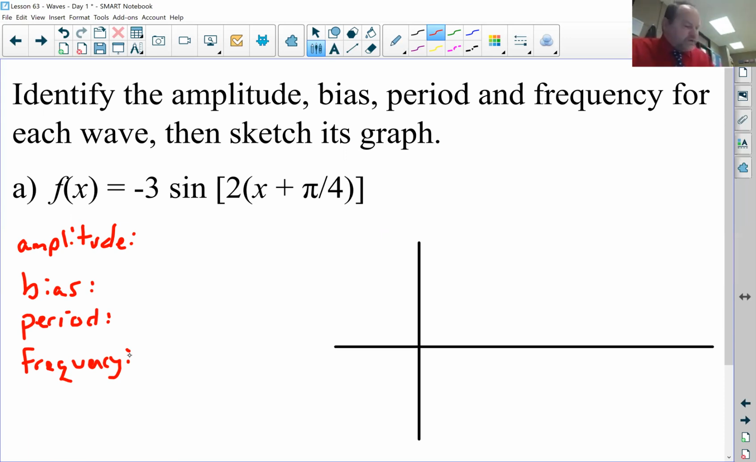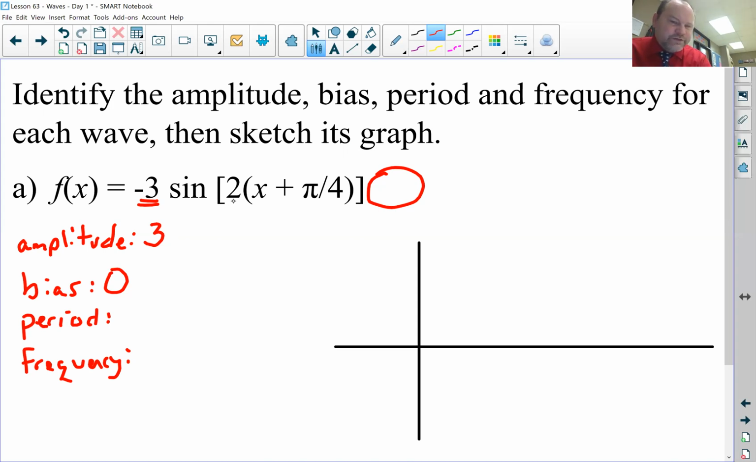All right. So the amplitude is not necessarily the number in front of the sine, but it's the absolute value of that number. So in this case, we would have an amplitude of 3. We just need to remember what that negative does in terms of changing the graph. The bias is whatever is added or subtracted at the end. In this case, there isn't anything added or subtracted, so the bias is 0.